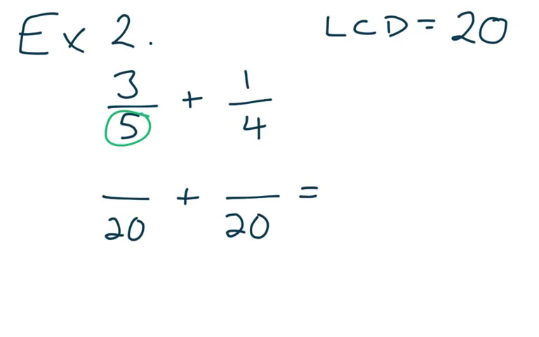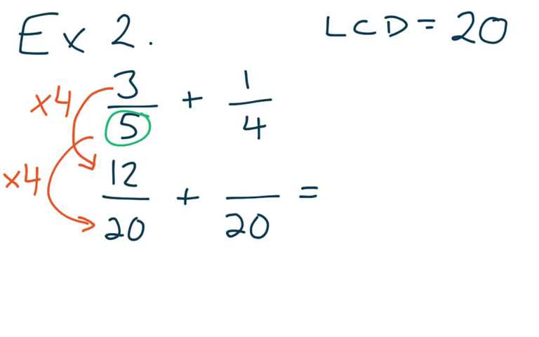And we have to do the same thing as we did before. What did we multiply the 5 by to get to 20? So we did times 4, which means we have to do the same to the top of this fraction. 3 times 4 is 12. Then we do the same to this side. What did we multiply the 4 by to get to 20? We did it times 5, so we have to do the same to the top. 1 times 5 is 5.